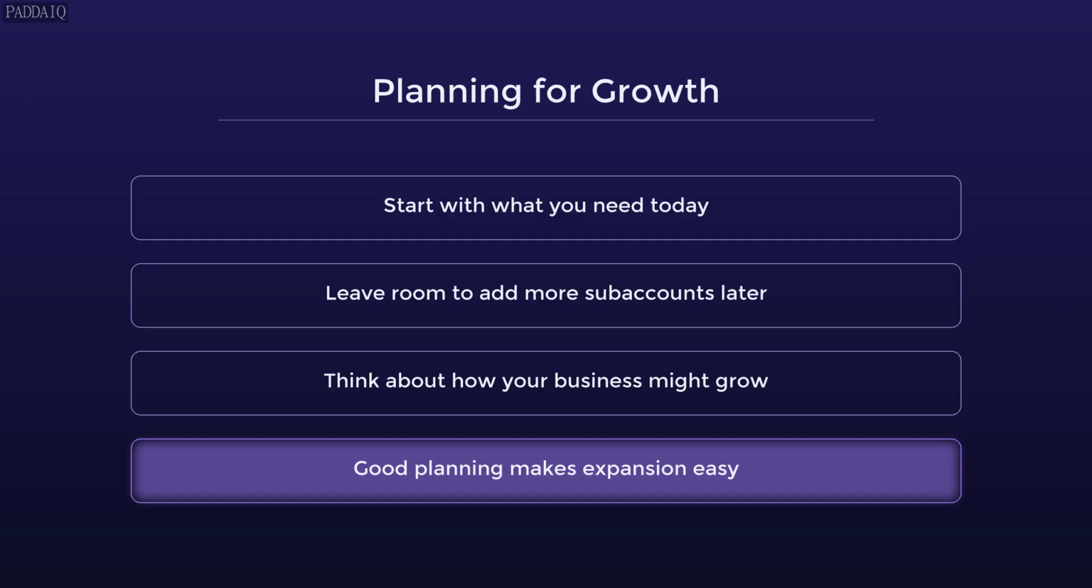Good planning makes expansion easy. This means designing your SAP BTP setup from the start to handle more users, data, and processes without major rework. For example, a retail company can start with one region and seamlessly add more because their initial architecture supports it. This foresight prevents costly disruptions and keeps your growth path smooth.